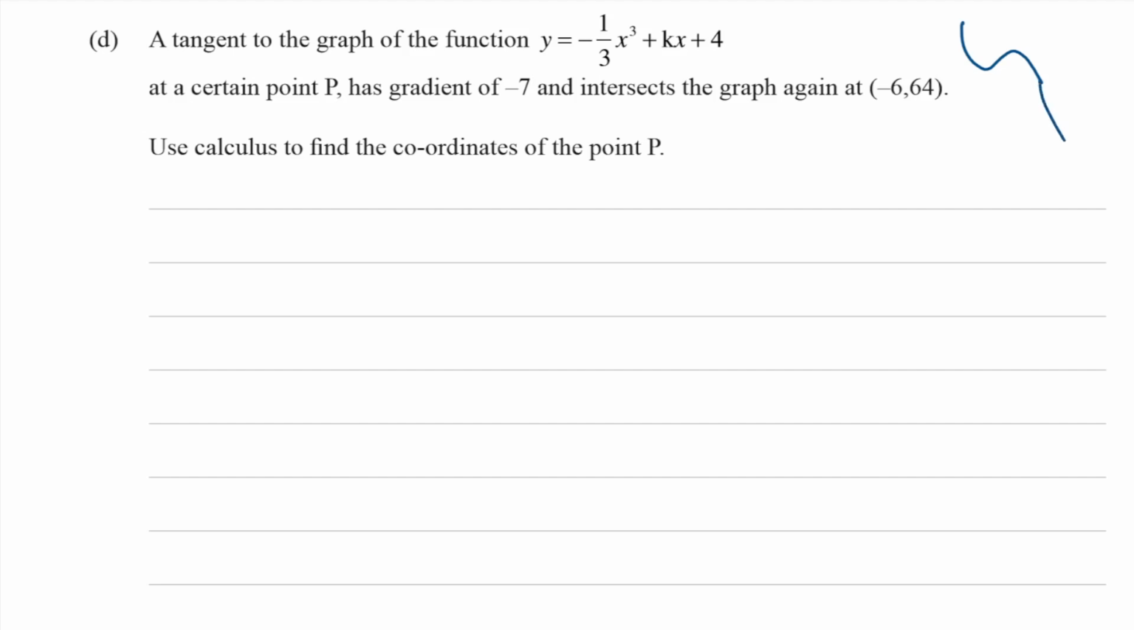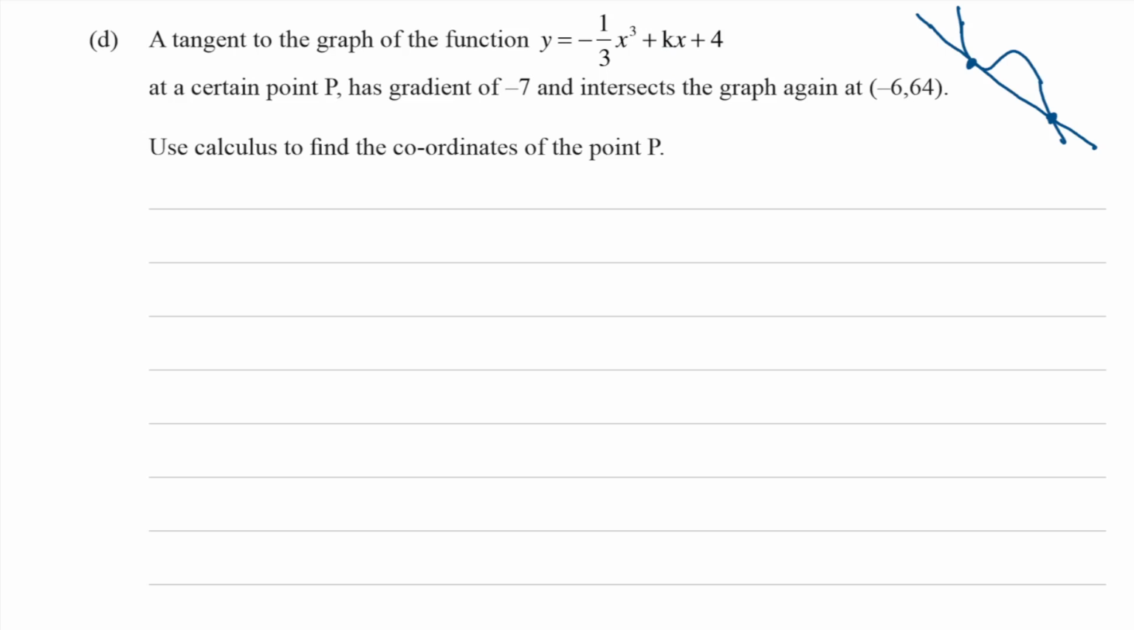So for example, it has a gradient of -7, so this could be point P, and as we draw the tangent line, it intersects the graph at another point. And our task is to find the coordinates of the point P. Alright, first of all, they've been a bit rude and they haven't given us the full equation. They've left out this constant k. So let's tackle that first.